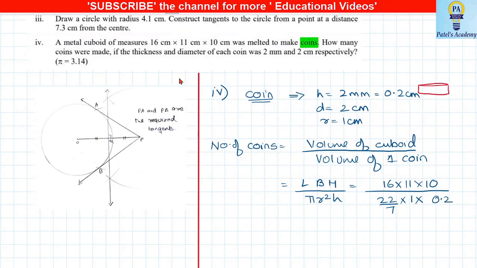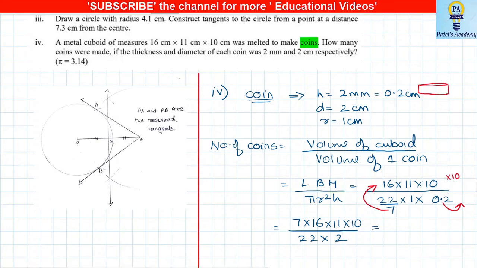Okay, now before doing any calculation, students, let me first shift 7, so that will go in the numerator, and if I remove this decimal, I will have 10 in the numerator. I'm not going to do any calculations before I shift this. So what I'll get is 7 into 16 into 11 into 10. Now I have 22 into 1, no need to write down, into 2. This is going to make your calculations much easier. So let us reduce and see what answer we get.